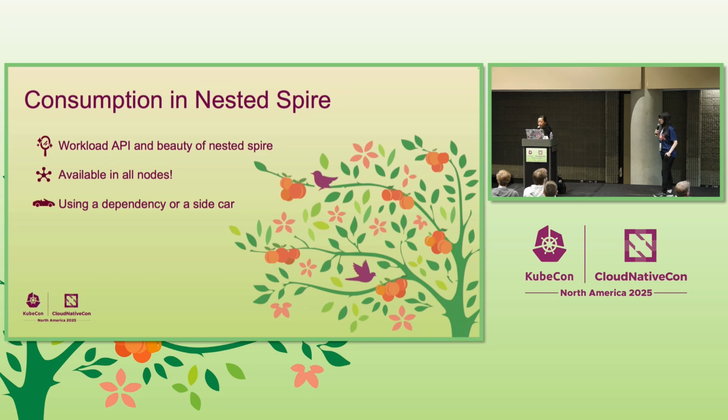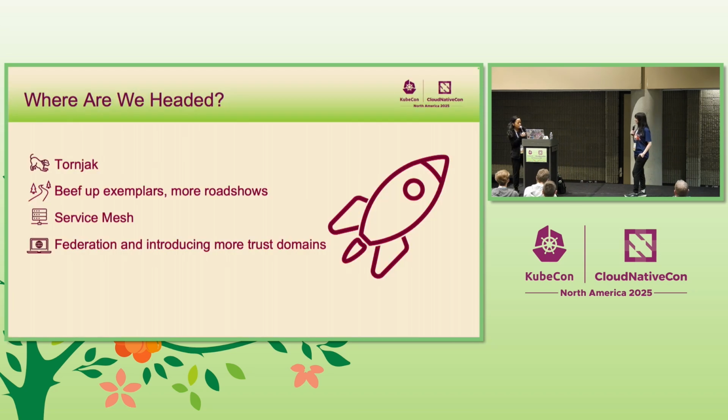All right. So now, where are we going? Outside of kubecrawl, where are we headed? A few things on our list. Why not have a good SPIRE UI? We love a UI. Another one is beefing up our exemplars and having more roadshows.